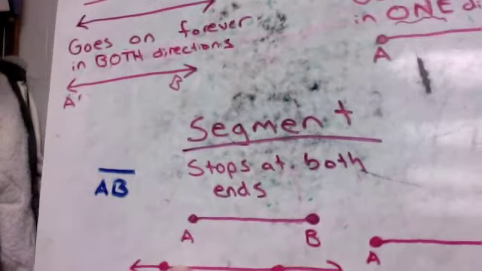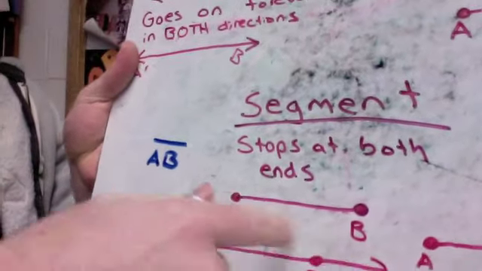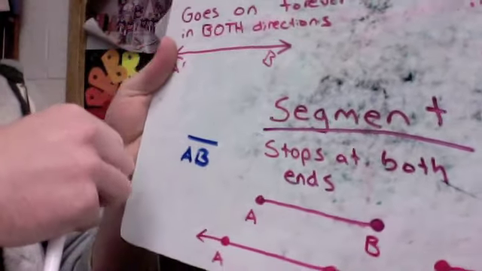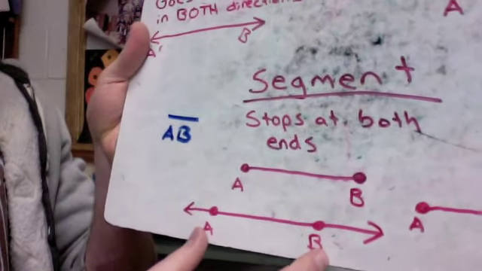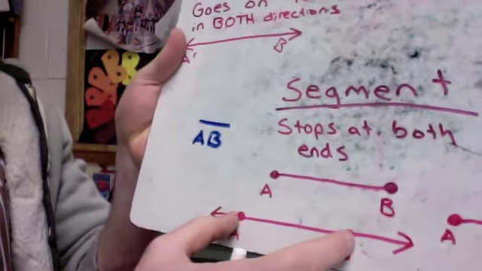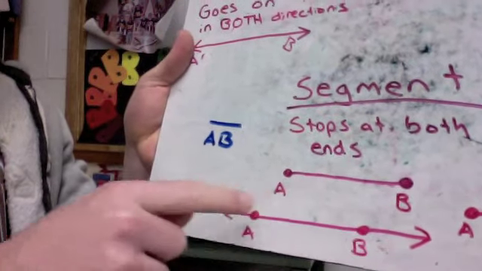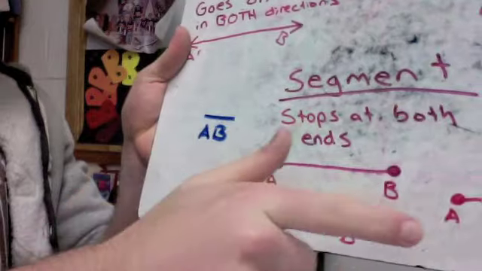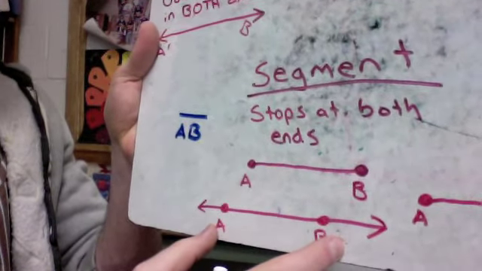Now another way you're going to see a segment is within a line. Here we have a line. It goes on in both directions, but part of it is on the line. So this is segment AB, because if we just look at this part of it, it stops here and it stops here. This is on a line that goes on forever, but it's only part of a line. So this is segment AB.